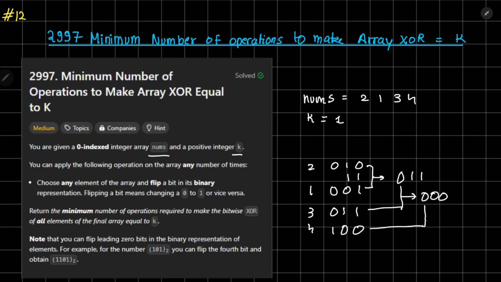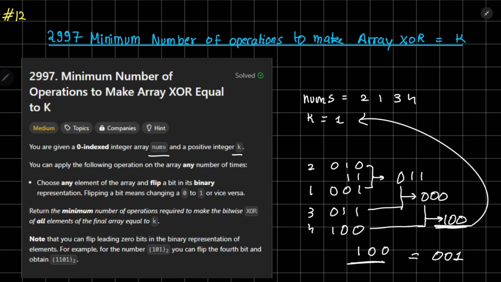For 4, these bits are the same but this is different, so we get 1, 0, 0. You can also see that this is 0, and 0 XOR any number will be the number itself, so that is 4 again, that is 1, 0, 0. Now what we have to do is convert this into our k. How are we going to do that? We have to do some operations, that is, flip some of its bits. So we have 1, 0, 0, and we have to make this XOR equal to our k, that is 1.